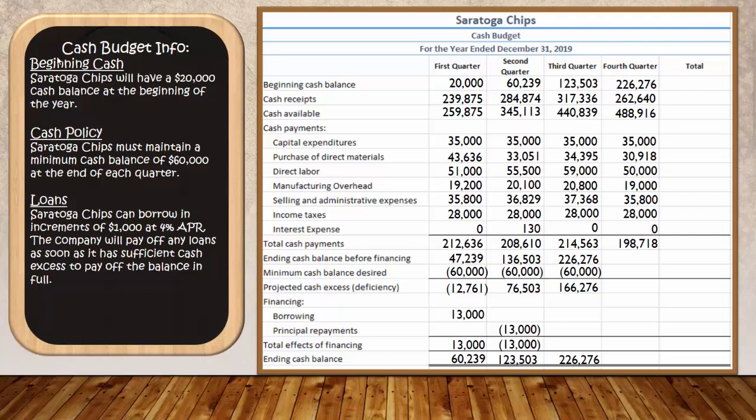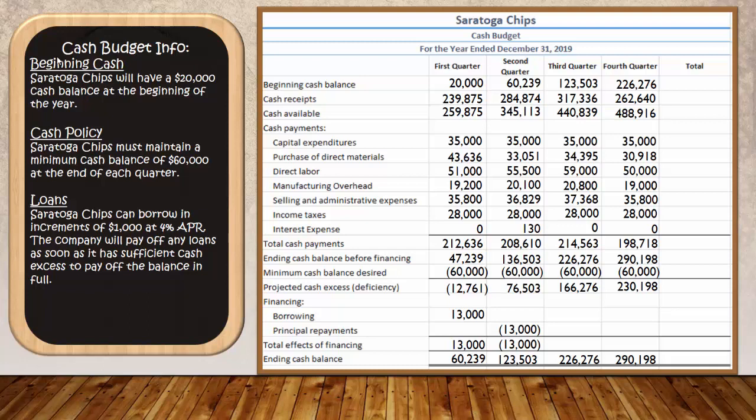$198,718. To determine our ending cash balance before financing, we take our $488,916 and we subtract from it the amount of cash payments that we're going to make of $198,718. We come up with an ending cash balance of $290,198. Our minimum cash desired is $60,000. We are well above that. In fact, we have a $230,198 cash excess. We have no financing information. We have no outstanding loans. So our ending cash balance is going to be equal to our ending cash balance before financing, or $290,198.